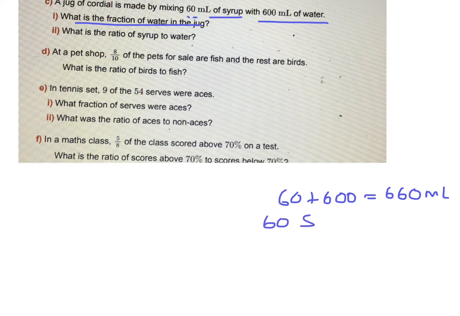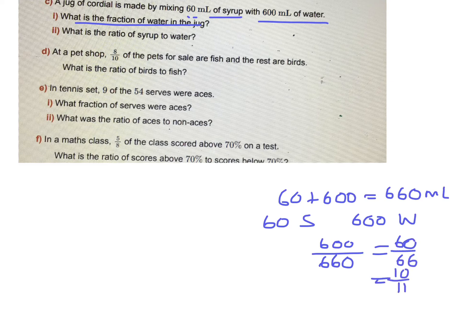Okay, so if we look at the next one, a jug of cordial is made by mixing 6 mils of syrup and 600 mils of water. What fraction of water is in the jug? So if you did 6 plus 600, that would be the total. There are 606 milliliters. So that means that there is 6 syrup and there is 600 water. So if you want to get the fraction of water, that would be 600 out of 606, which simplifies to 100 on 101.